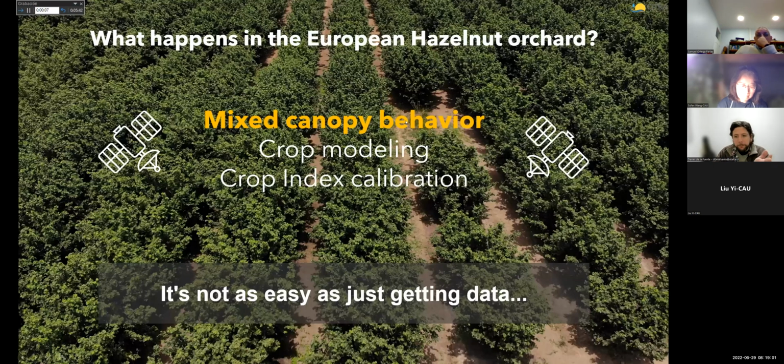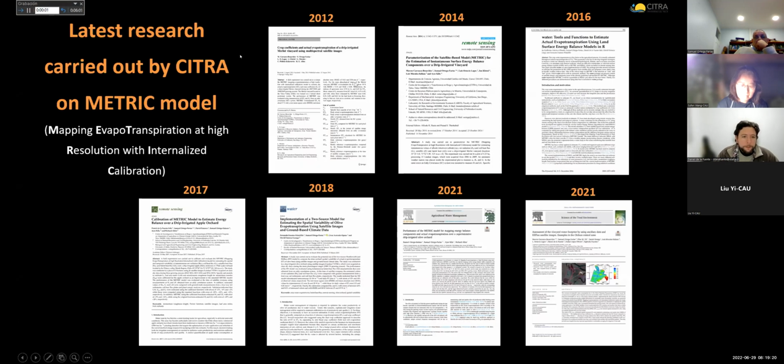So what happens in the European hazelnut orchard? We have a mixed canopy with soil, with shadows, the canopy again, and so on. It's not as easy as just getting data. We need to model the crop and correct the different algorithms of the METRIC model. Our background in CITRA is about 7 papers and research where we used different calibrations of the METRIC model from 2012 to last year in different crops.